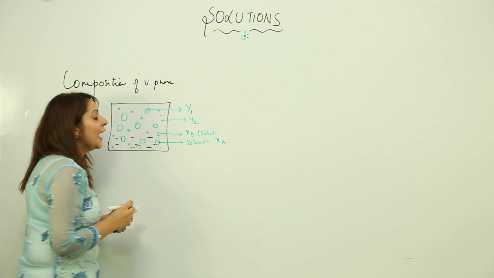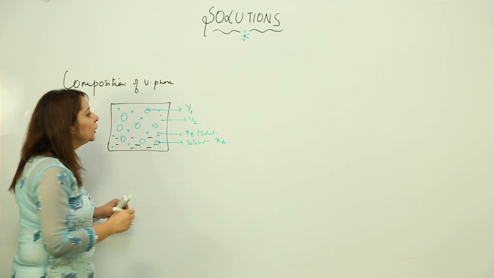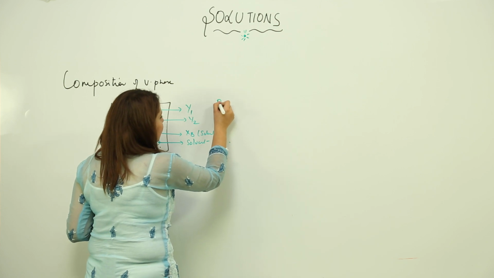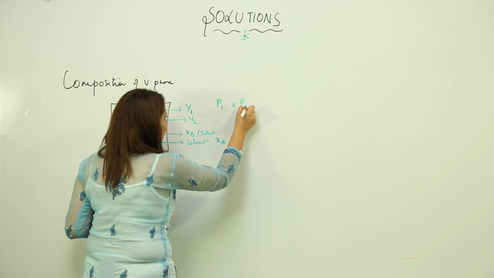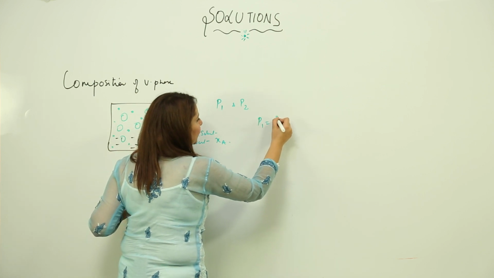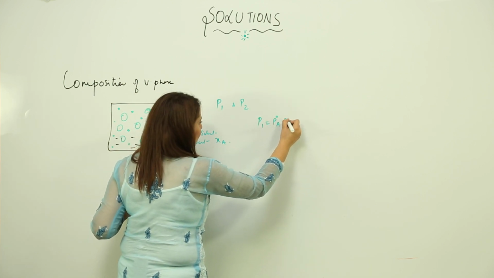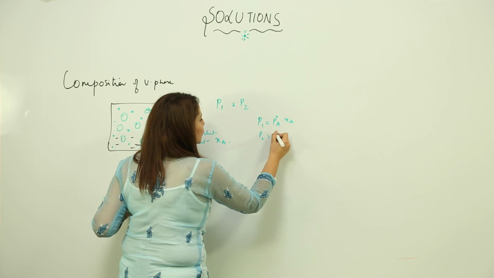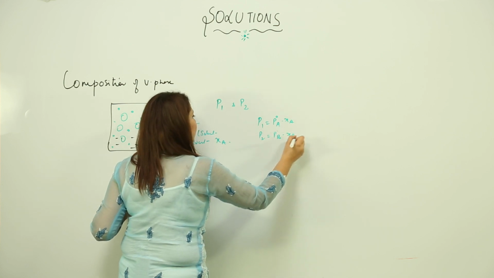Y2. And we know that they are going to exert pressure. So let us say the pressure exerted is P1 and P2. And we also know that P1 is equal to P naught A into XA and P2 is equal to P naught B into XB. We know that.